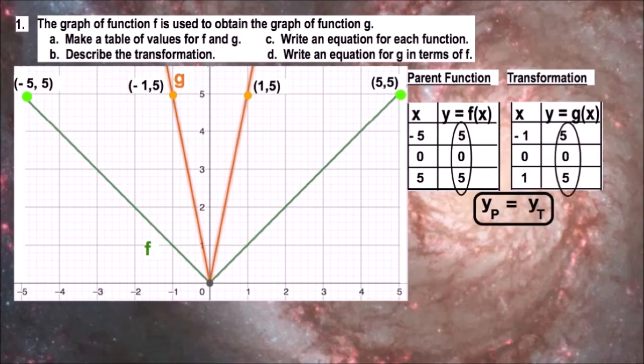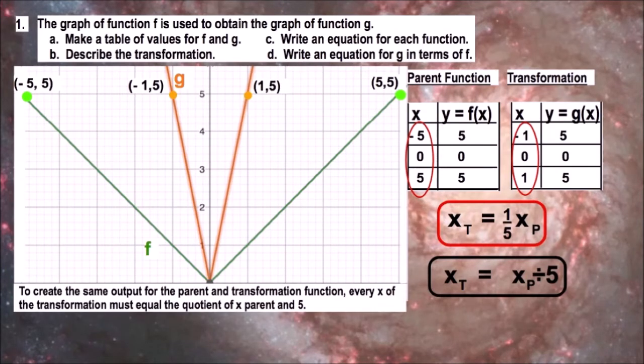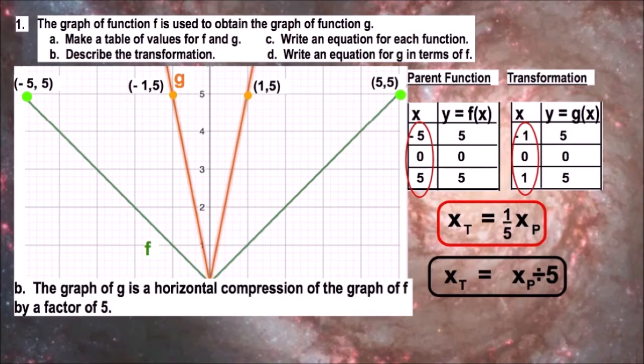Y parent is equal to y transformation. X transformation is equal to 1/5 times x parent. X transformation is equal to x parent divided by 5. To create the same output for the parent and transformation function, every x of the transformation must equal the quotient of x parent and 5. B. The graph of g is a horizontal compression of the graph of f by a factor of 5.